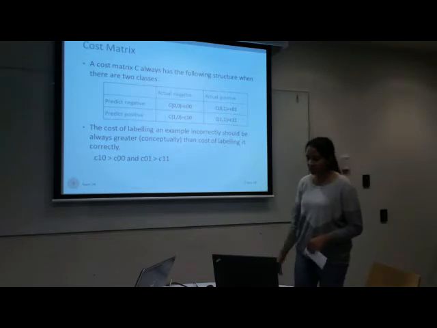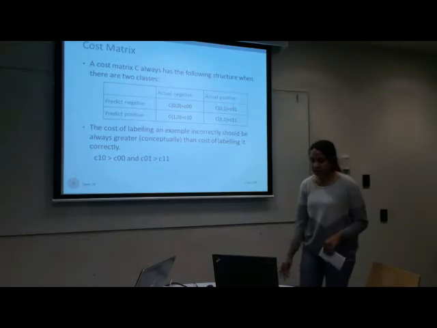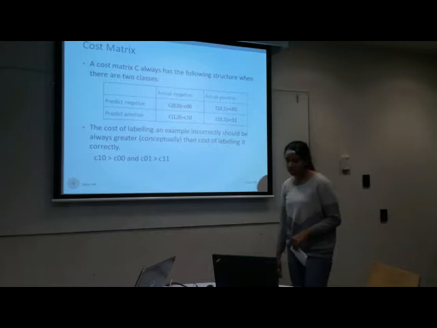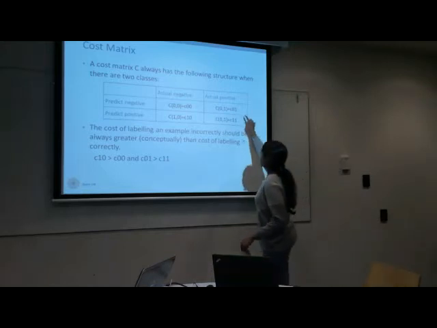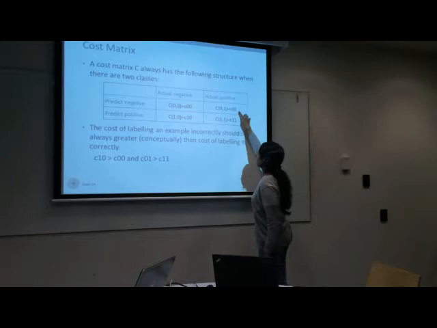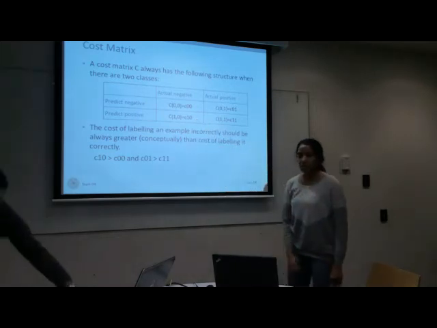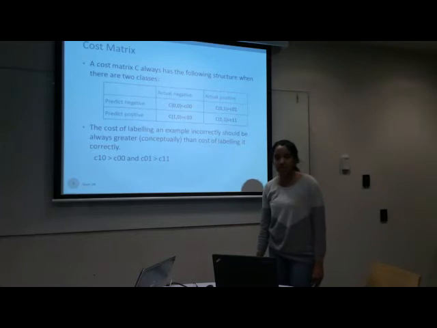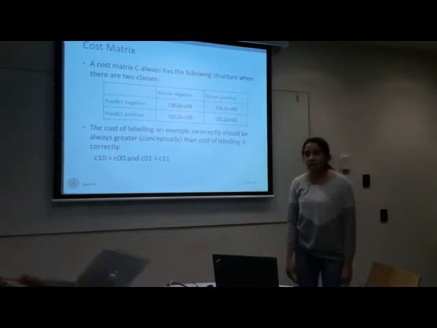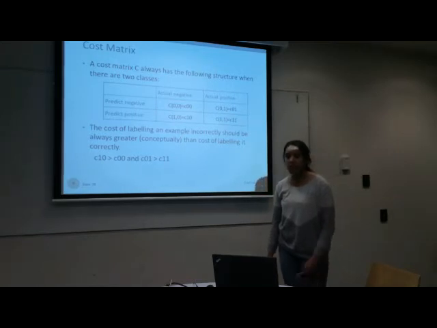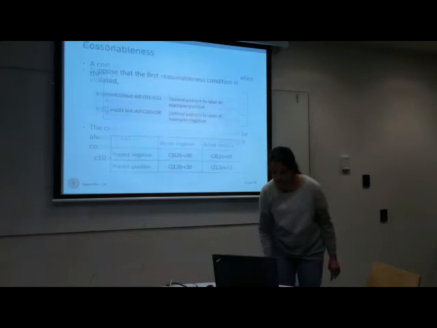Hi, I'm here to talk about the cost matrix and cost versus benefit. This is the structure of the cost matrix C when there are two classes. This one is the cost of a false negative, and this is the cost of a false positive. The cost of labeling examples incorrectly should be greater than the cost of labeling examples correctly. These conditions are called reasonableness conditions.